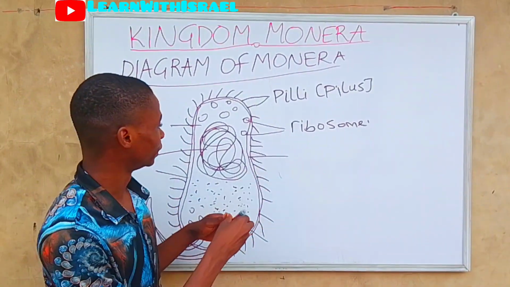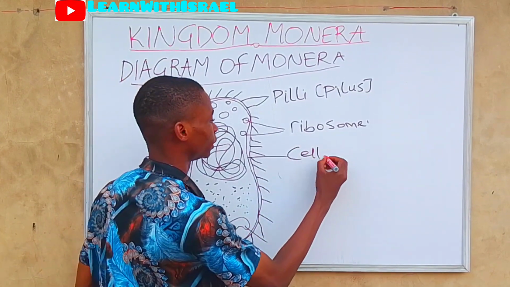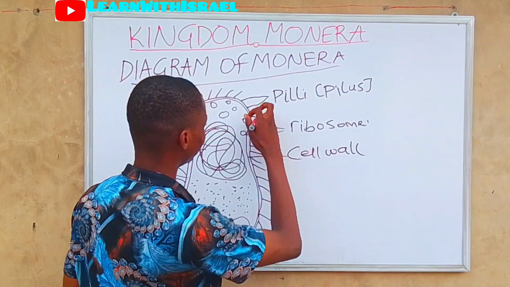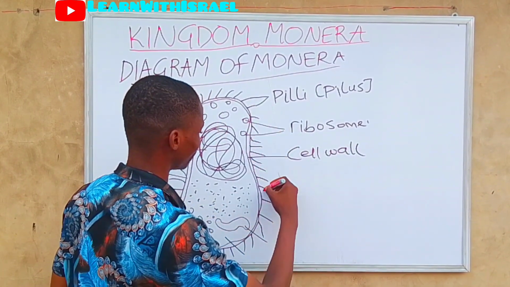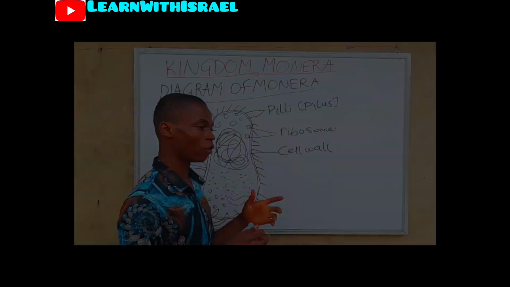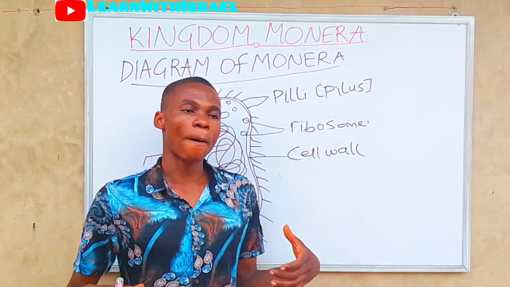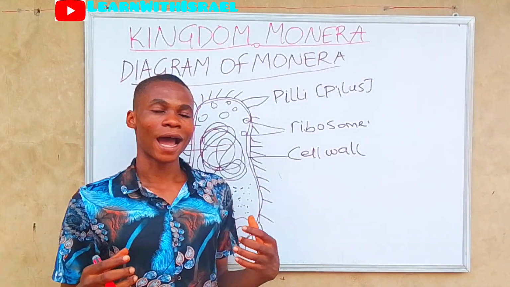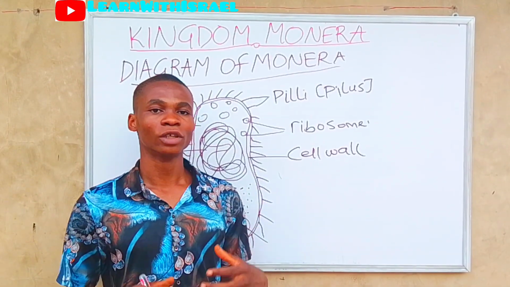So the next one is the cell wall. You can see this looks like a wall that runs around it, and it is called the cell wall. What is the function of the cell wall? The cell wall provides shape and structural support to the cell.